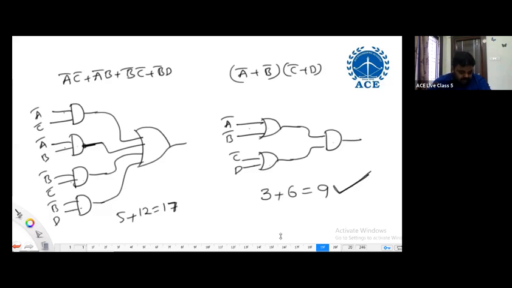Yes, Shubham. You are on the right way. Proceed.